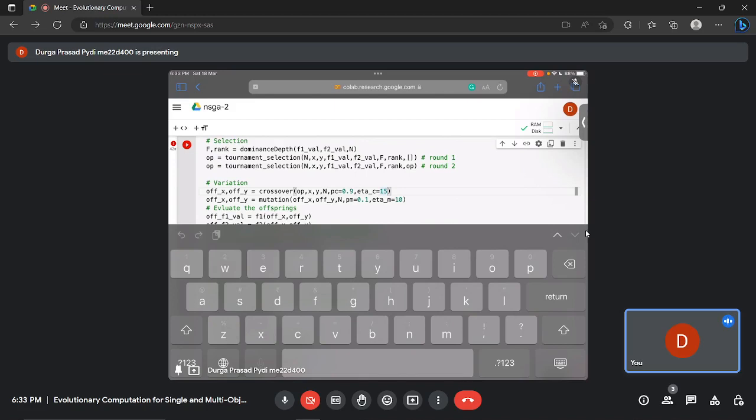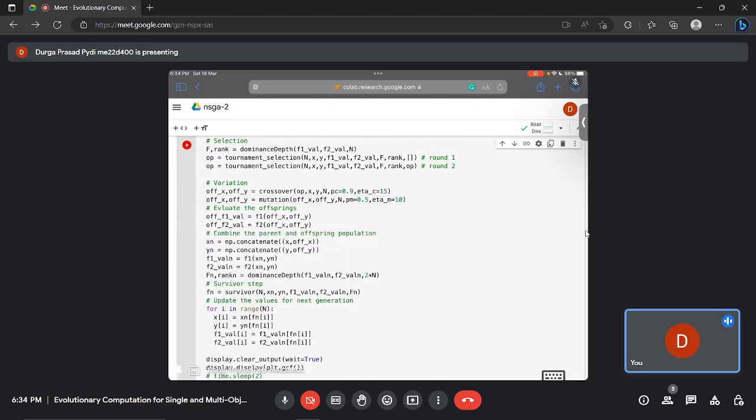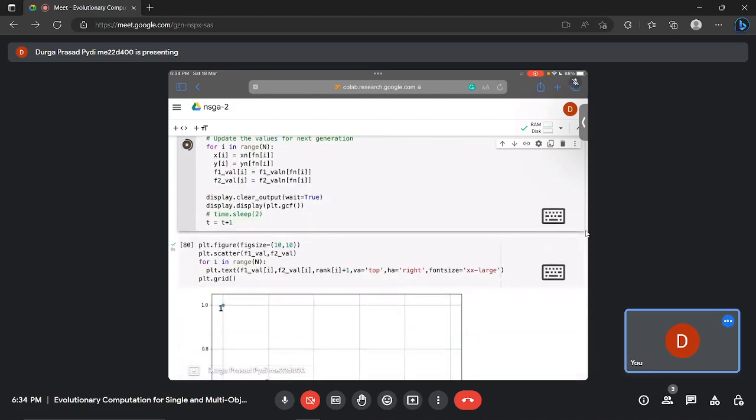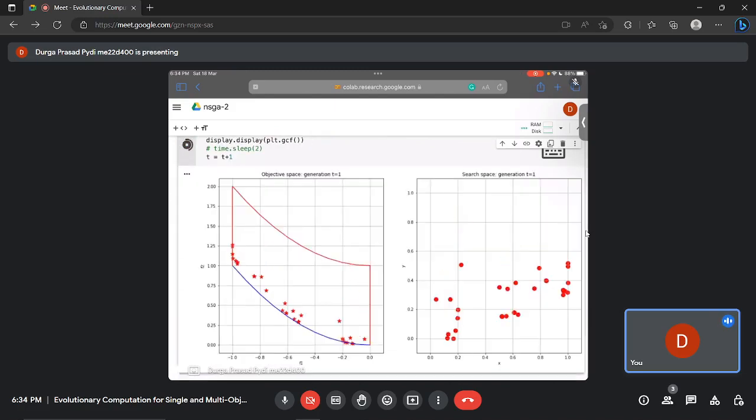So you can play with these parameters: eta c, eta m, and your crossover rate and mutation rate probabilities. I can show you one now. Suppose my mutation rate is 0.5, I'm increasing my mutation rate. What can happen is essentially if you are putting in a mutation value of 0.5, then these solutions might not converge faster. They will actually take more time to converge. Maybe, since this is a simple problem, they might actually converge, but they will keep on oscillating.